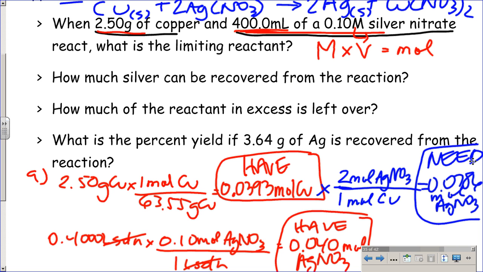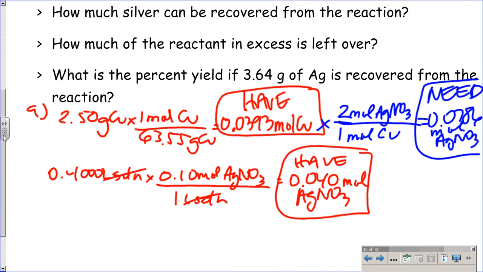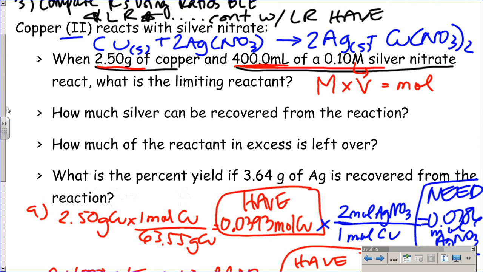Okay, look at the silver I have. How much silver do I have compared to how much I need? I'll label it and everything for you. Silver nitrate, sorry, silver nitrate. I need 0.0786. I only have 0.04. So what do you already know? Right, it's going to run out first. So I'm going to write this up here so I don't forget. This is my LR. This is my excess. Because once I get there, I'm pretty much golden. I can continue with stoichiometry the rest of the way.